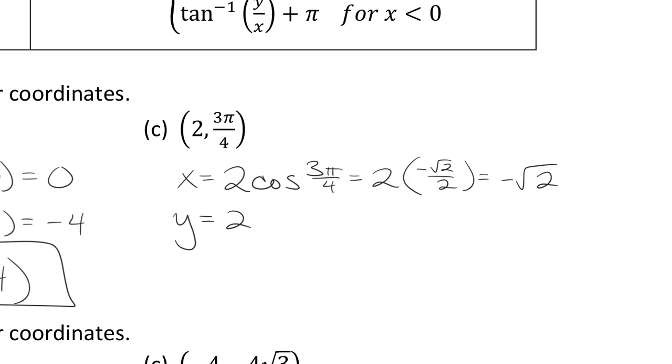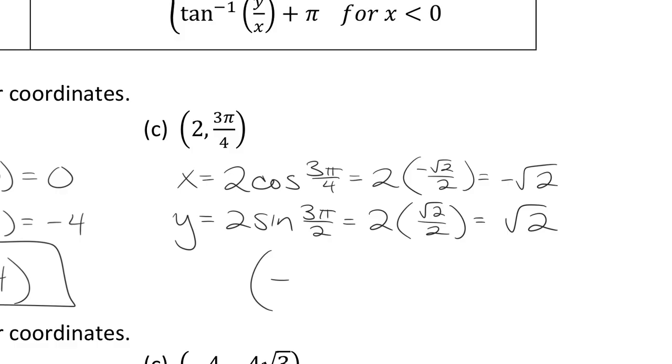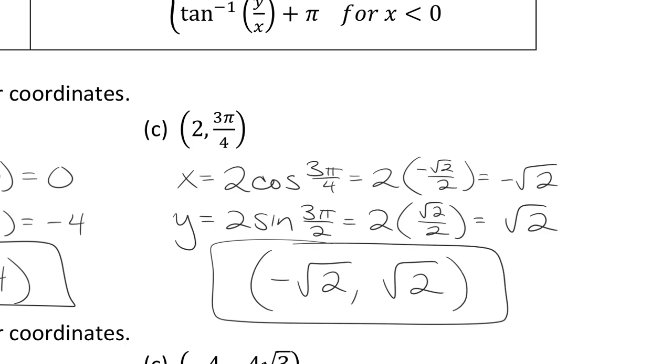And when we do this for y, the sine of 3 pi over 4 is also square root 2 over 2, but in that quadrant, sine is positive, so it's a positive version. So my coordinate point in the rectangular form is negative square root 2, comma, square root 2. Were we on the right track for that one? Yeah. I might have just not given you enough time to finish it.